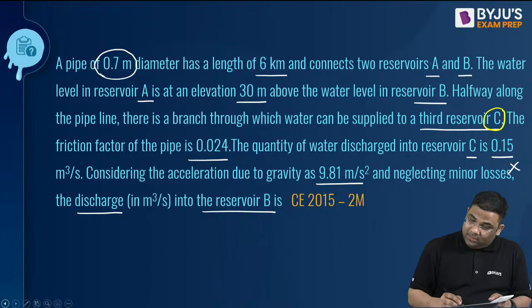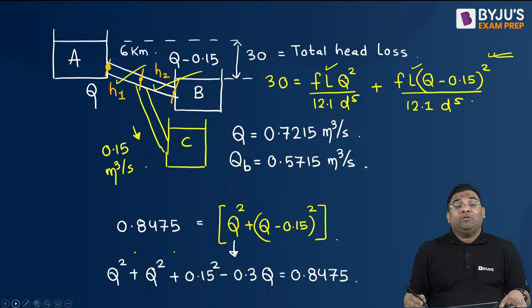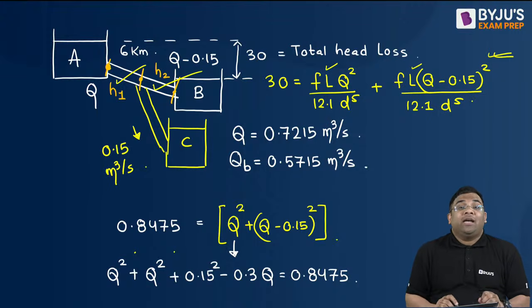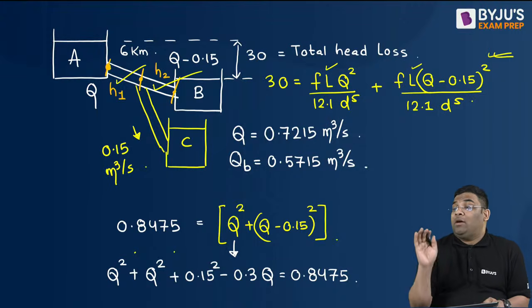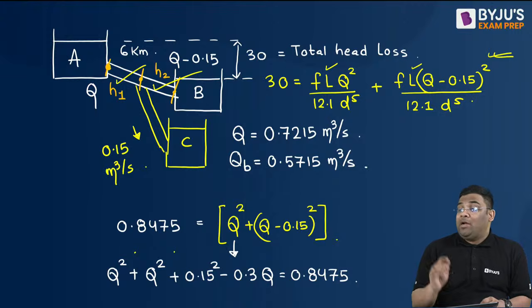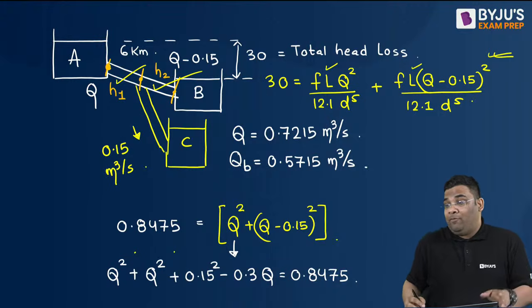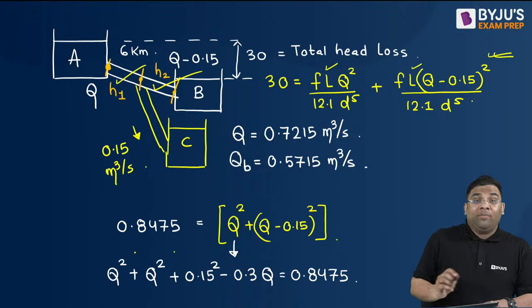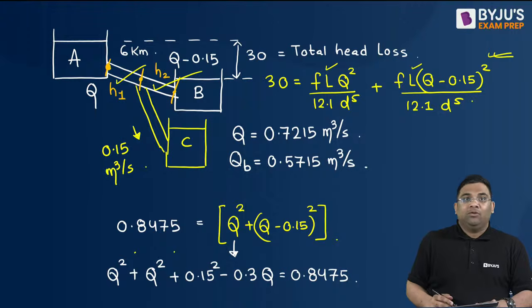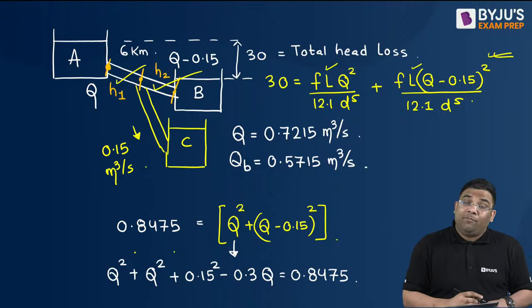Okay. Understood this question? Again, you see the two questions are very similar. You have to understand the language of the question and just apply the formulas rightly. These two questions are from pipe flow, and we used two important formulas. One is FL V square by 2gD and the other is FL Q square by 12.1 D to the power 5, right?